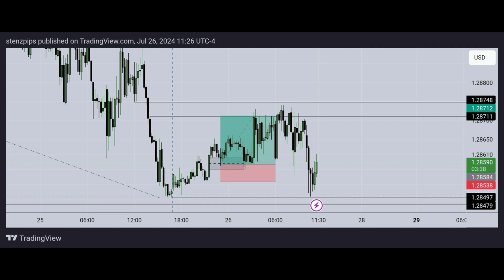So pretty much we held the trade and it went up to our next POI, and then at New York session it fell. We didn't take any trade then because the price was a bit choppy.